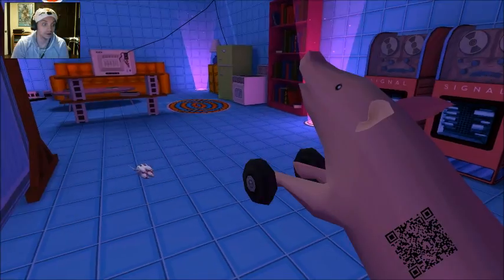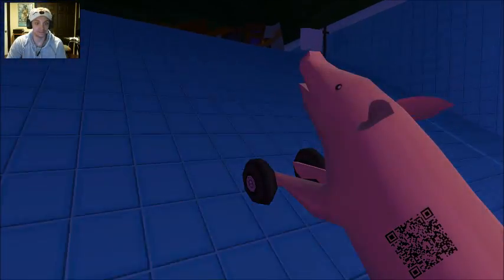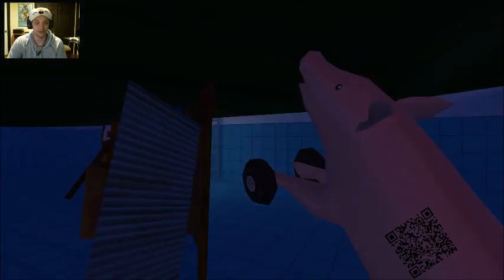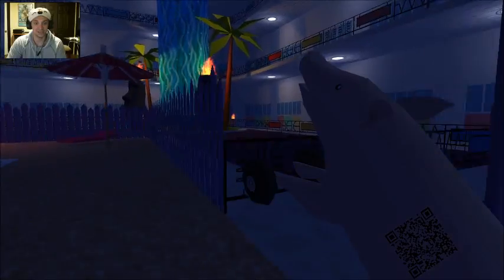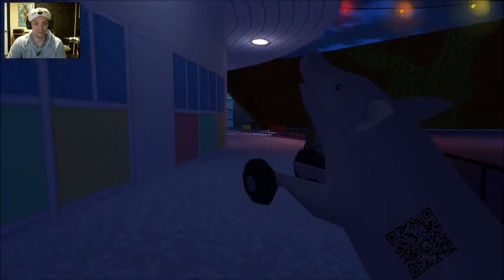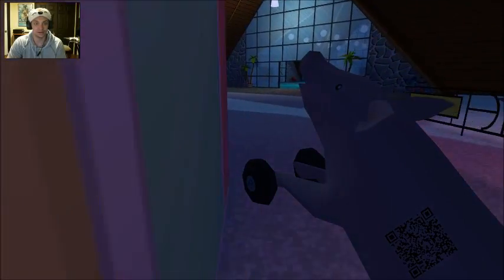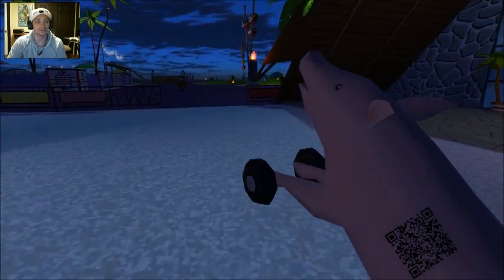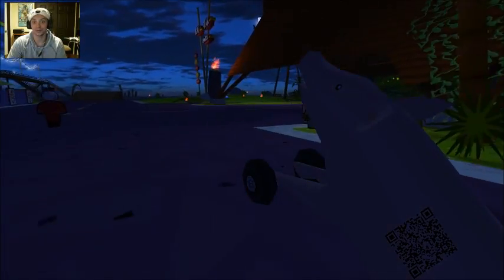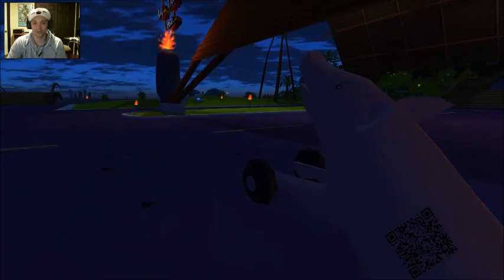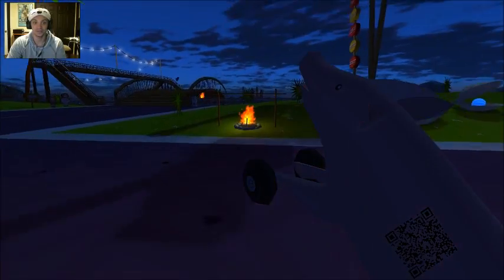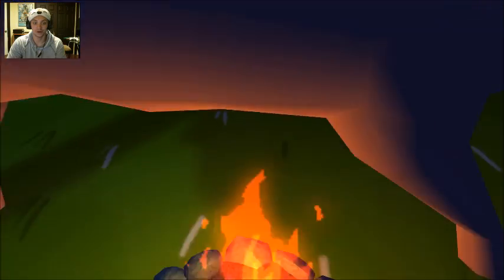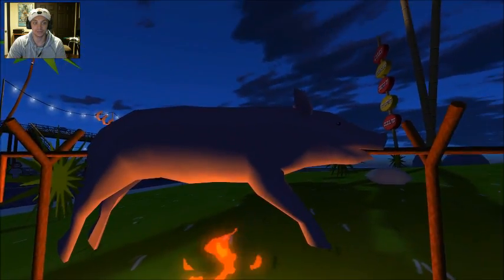So, if I remember correctly, we have this pig, and we're supposed to go cook it, and I couldn't figure out where to cook it. Well, I'll be honest, I looked it up. I'm a horrible person. Looked up where to cook this pig. And apparently, this spit roast right here is the place where we can cook the pig.